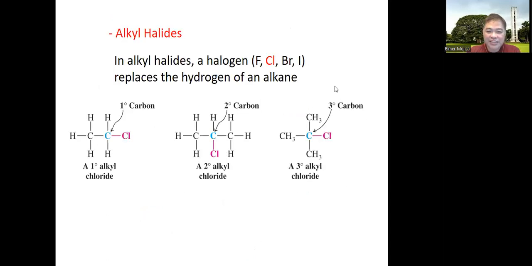Now, alkyl halide, that's usually a halogen that is attached to a carbon. Parang alkane sila, pero ni-replace mo yung hydrogen ng fluorine, chlorine, bromine, and iodine. So if the chlorine is attached to carbon with two hydrogens, that's a primary. With one hydrogen, that's a secondary. And with no hydrogen, that's a tertiary alkyl halide.